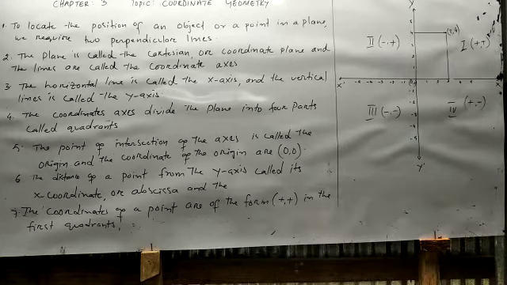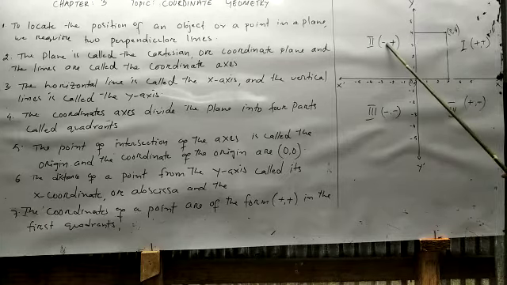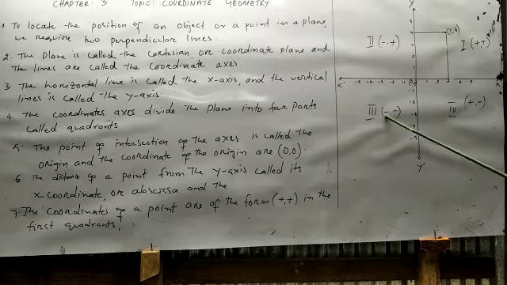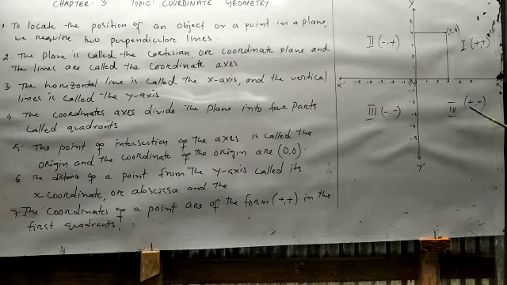Here the value of x will be plus and y will be plus in the first quadrant. The value of x will be minus and y will be plus in the second quadrant. The value of x will be minus and y will be minus in the third quadrant. The value of x will be plus and y will be minus in the fourth quadrant.